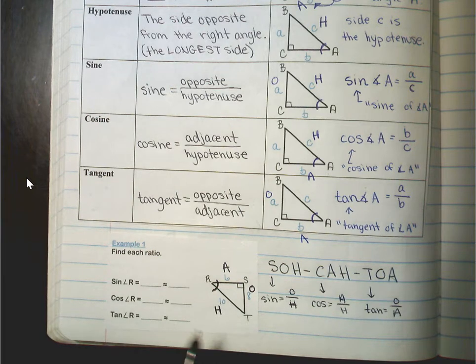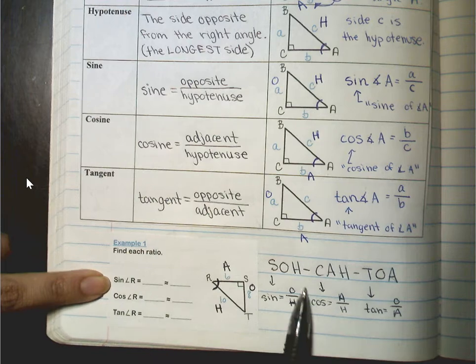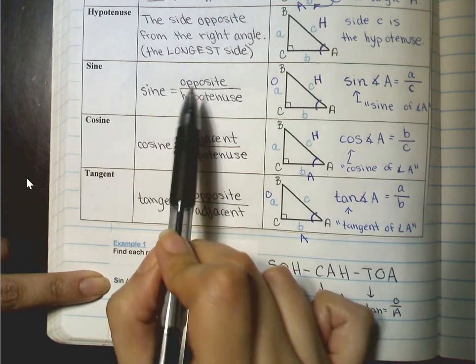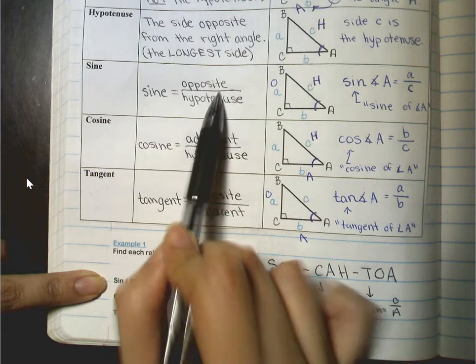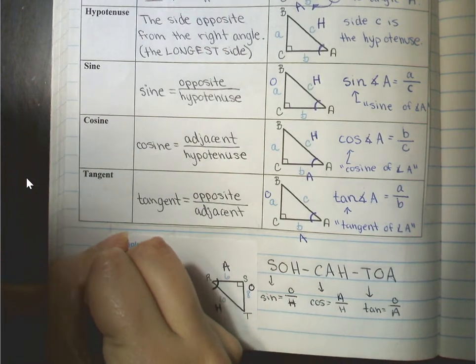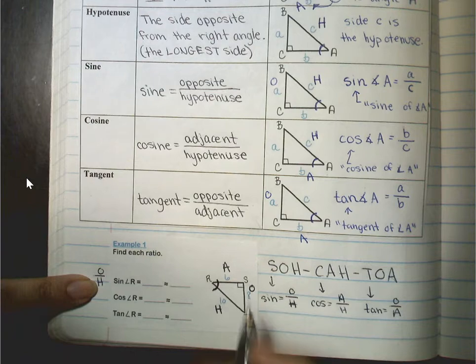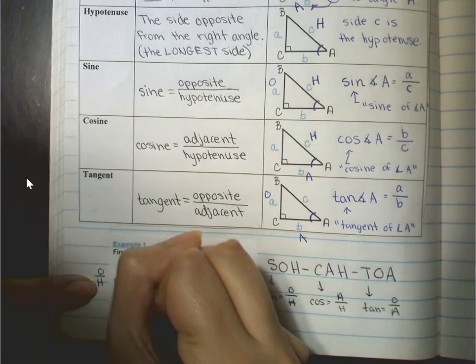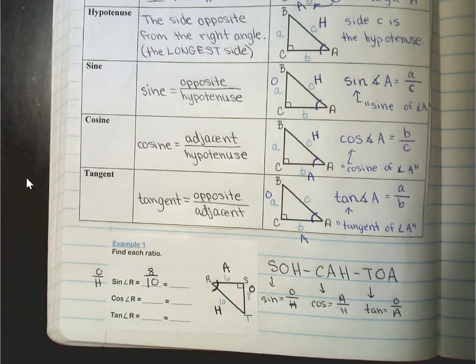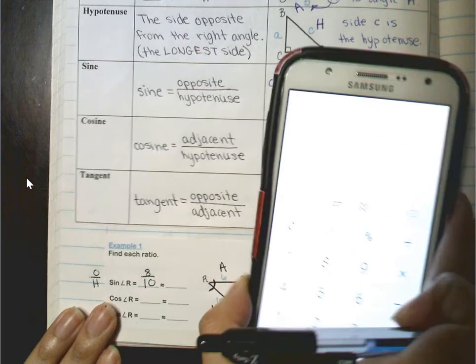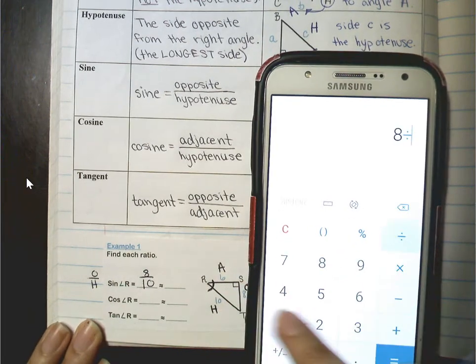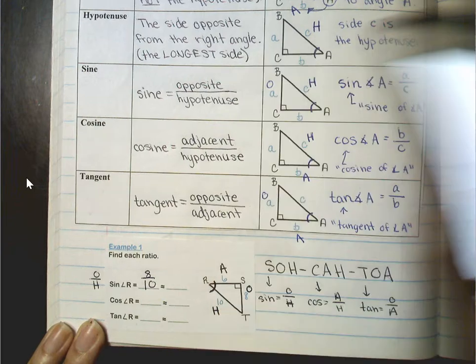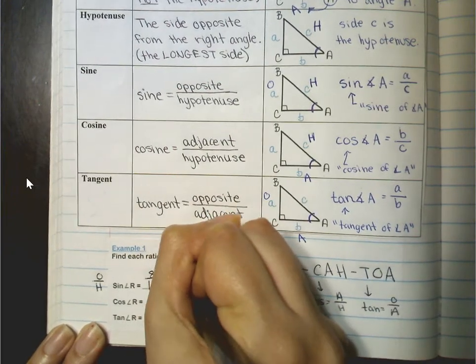So now I labeled my three sides, just like you were supposed to do on your first assignment. Now I'm just going to use that to determine the fractions. So sine, here's the formula, opposite over hypotenuse. So O over H. Opposite is 8, over hypotenuse, H is 10. Now I'm just going to convert that into a decimal. I'm going to use my calculator. I'm going to change 8 over 10 to a decimal. That's 0.8. So that's my answer. That's the sine.